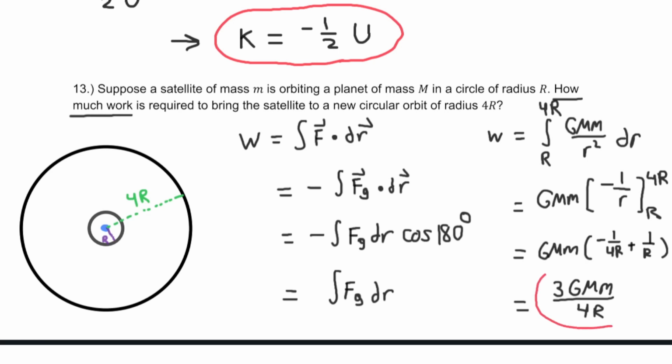Alternatively, you could have just found this answer by taking the difference in potential energies between the two orbits and reason that that's the amount of energy it took to get you into that new orbit. But again, this is just showing that the integral definition of work still applies even when dealing with orbits. It's just a new force we have. And that's about it for our energy problems.